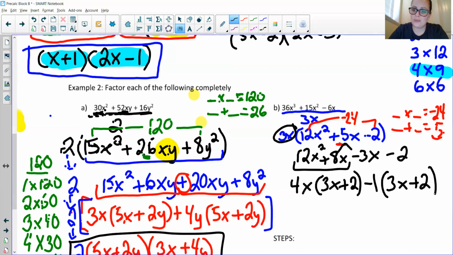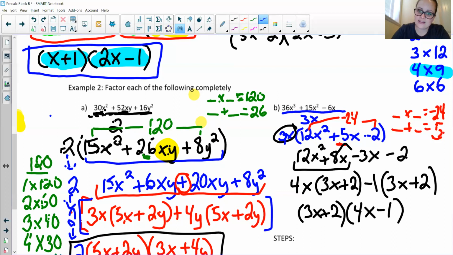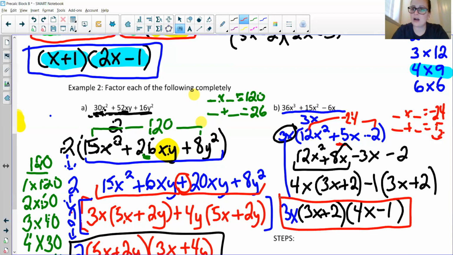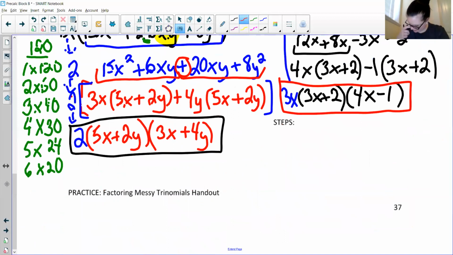So those 2 mega terms have 3x plus 2 in common, and if we divide both those mega terms by 3x plus 2, we're left with 4x minus 1. And the last step is not to forget this 3x that was on the outside. And because you really want me to see your fabulous work and find your answers, put a nice rectangular box around it. Okay, so just to review what we did, we followed the first step.